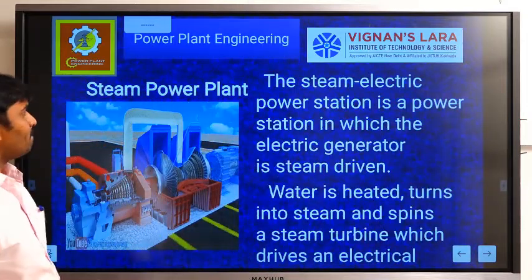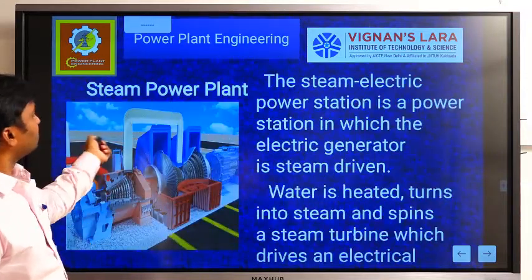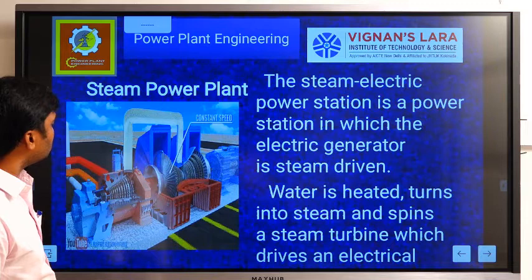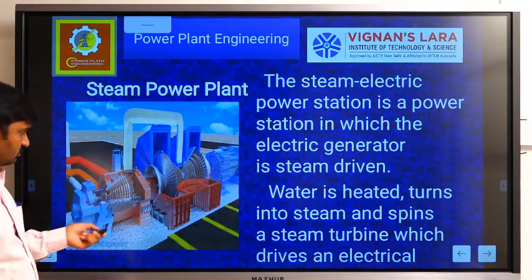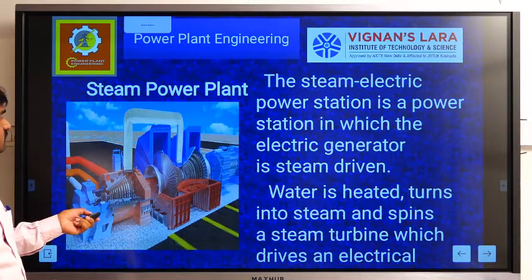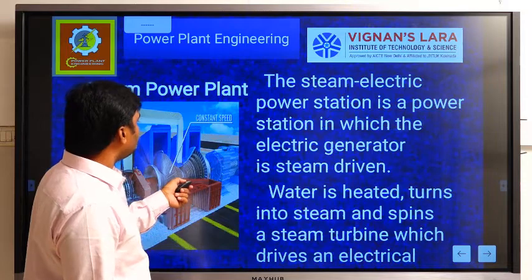So simply see here, it is a steam power plant working generally. What are the components here? The important things in a power plant are the turbine and the alternator. So this is the alternator.